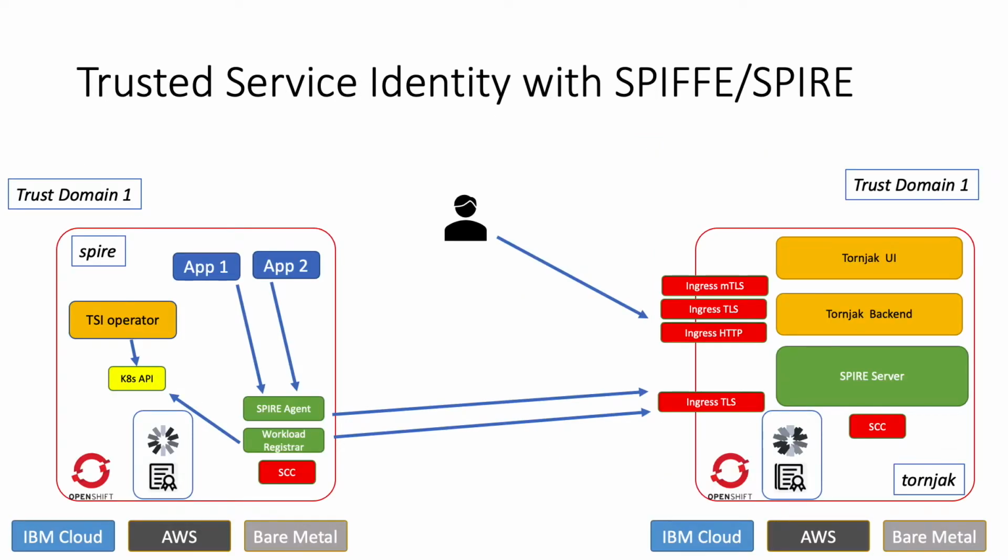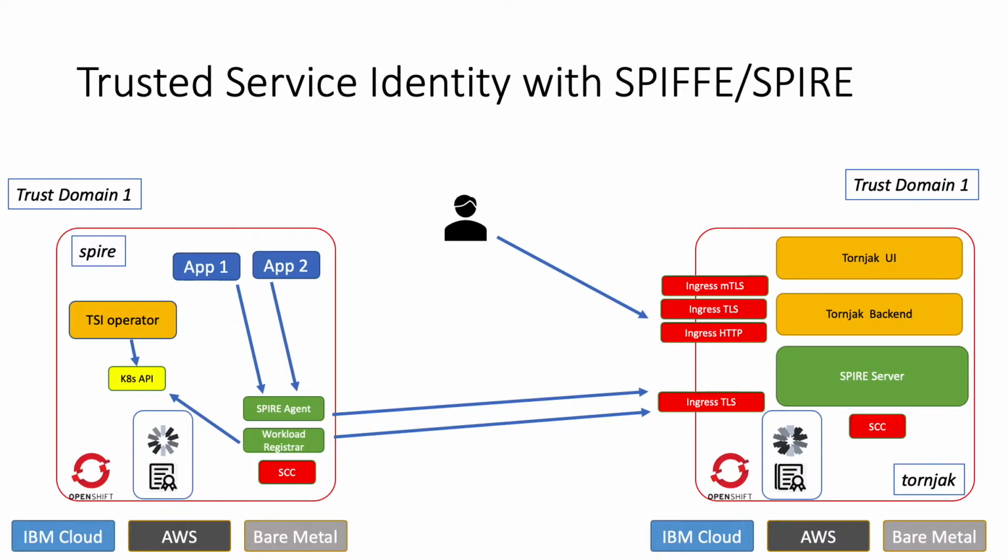So let's take a quick look at the Trusted Service Identity deployment that is using the SPIRE service for managing workload identities. Let's start at the bottom. The solution is deployed on OpenShift, which is a new universal platform that works on any cloud. This can be IBM Cloud, Amazon, Azure, or even bare metal. Then we have a Kubernetes cluster where we can deploy the Tornjak service with the SPIRE server. That's the box on the right.